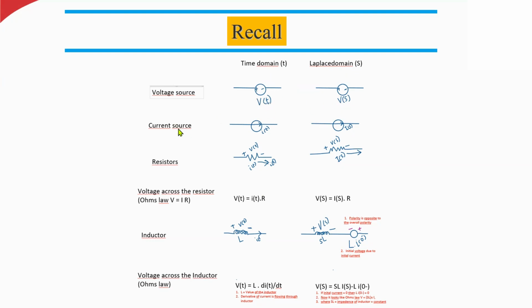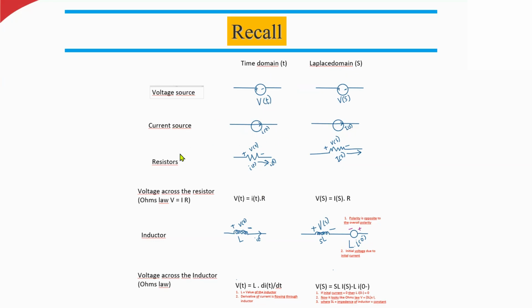The second one is the current source. We represent the current source with small i of t in the time domain. The same current you have to represent in a different way in the S domain, which is capital I of s.